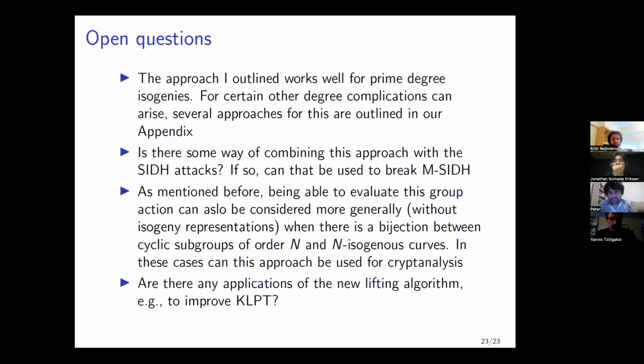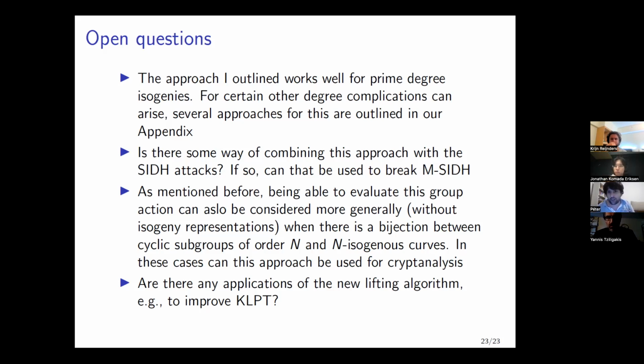In that setting, you don't have isogeny representations, so it might be worth revisiting that approach of working just on the codomains, which only works if there is a one-to-one, or almost one-to-one, correspondence between isogenies and cyclic subgroups of order n. But for pSIDH, that's usually not an issue because the isogenies are short.